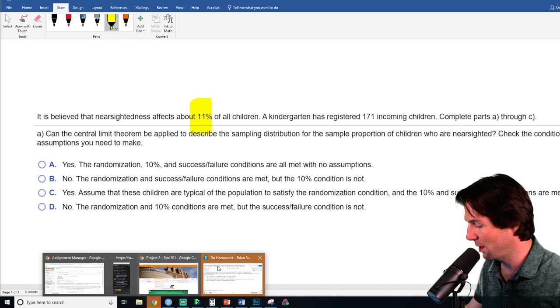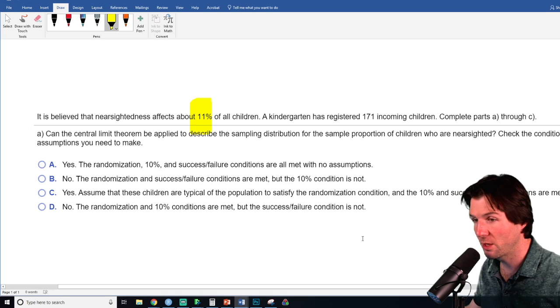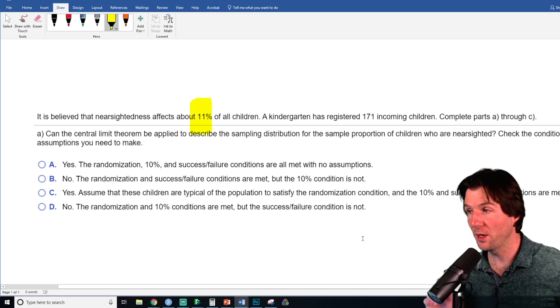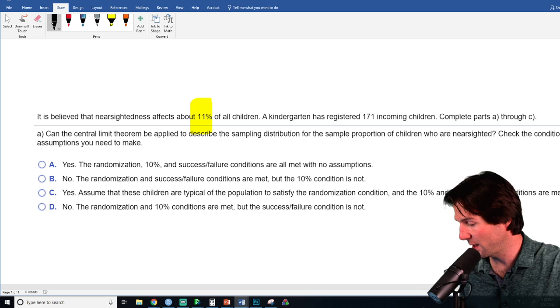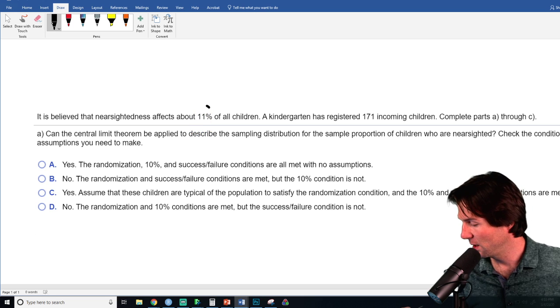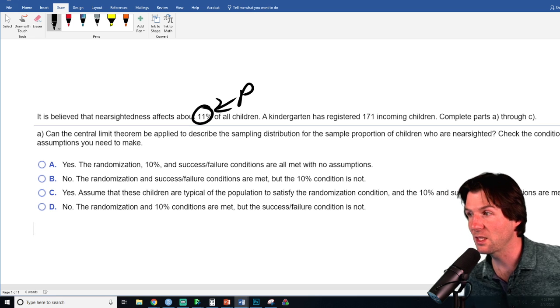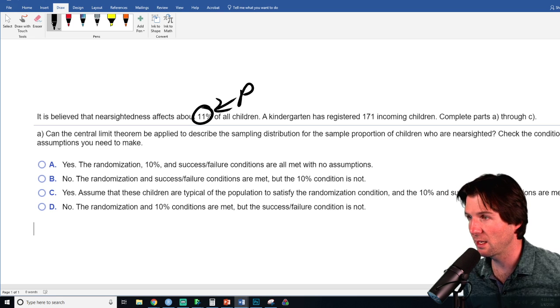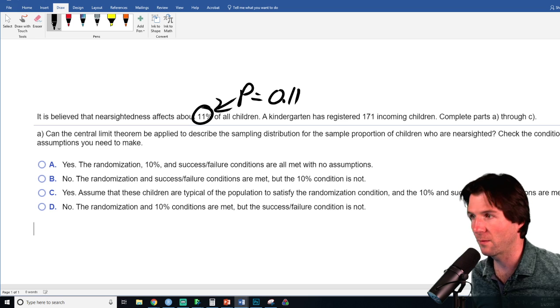And what does that mean it is? What is that right there? In notation, what is that? Very important on the test. This is huge test help right here. When you see something like this, circle it and immediately mark what it is. That is P. That stands for the true proportion of children that are nearsighted is 11%, which means P is equal to this right here.